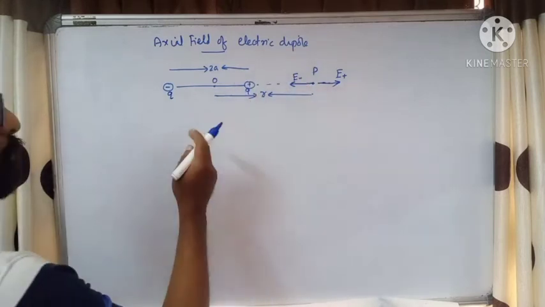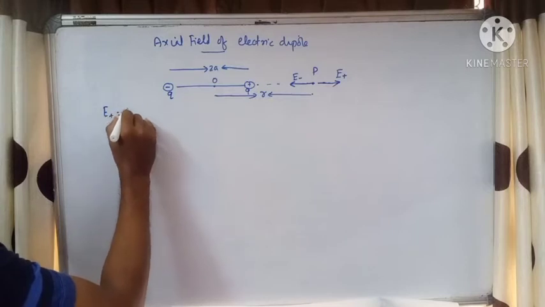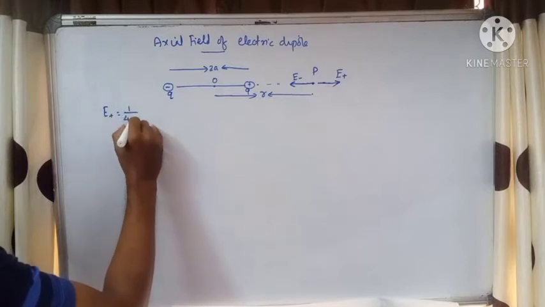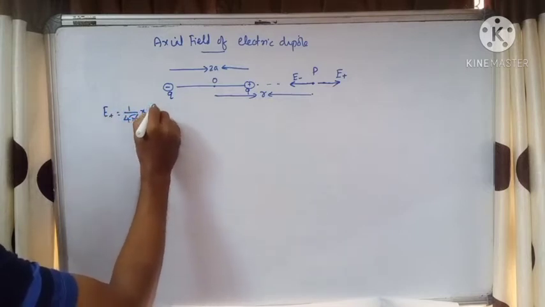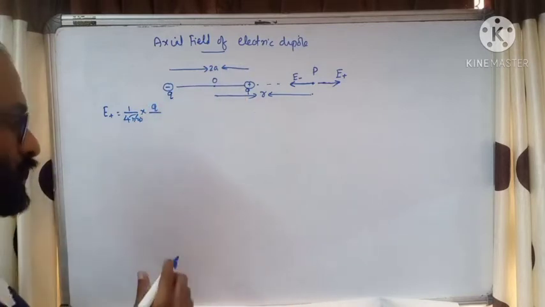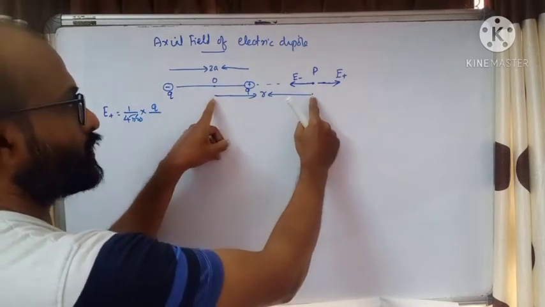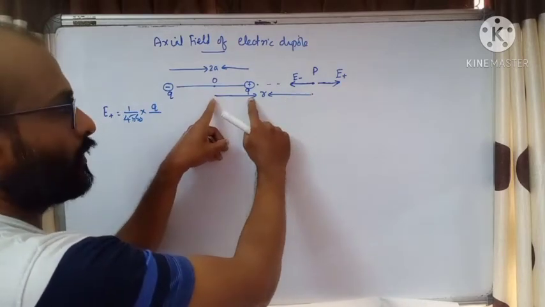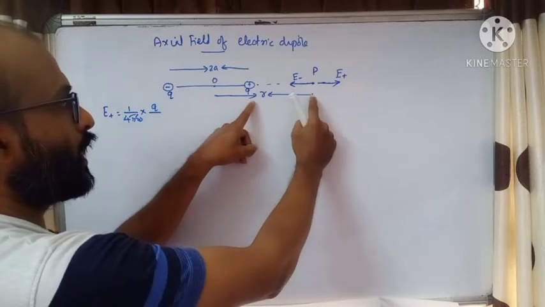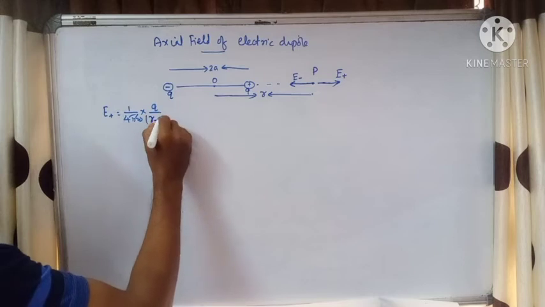Now we will write the values of E plus and E minus. First, E plus. What is the value of E plus? E plus is equal to 1 by 4 pi epsilon 0, times the charge plus q, divided by the square of the distance. I need the distance between the charge and the point. This is r and this is a. The remaining distance will be r minus a, so it will be equal to r minus a the whole square.